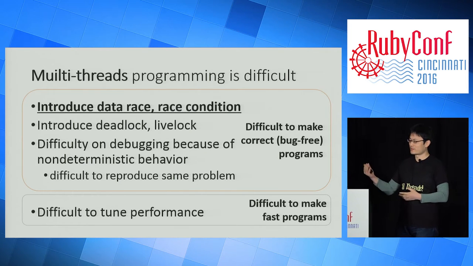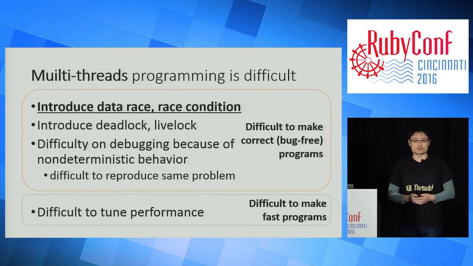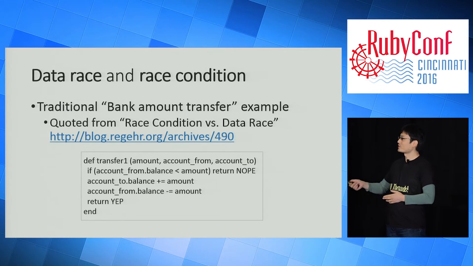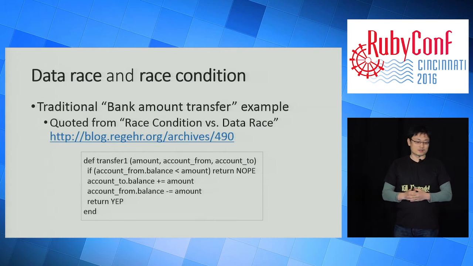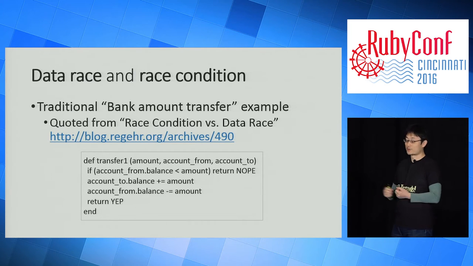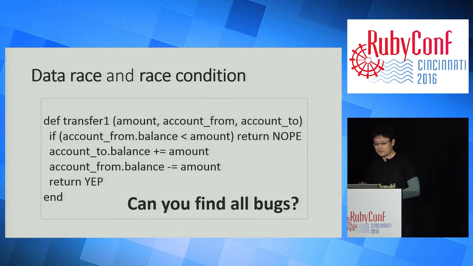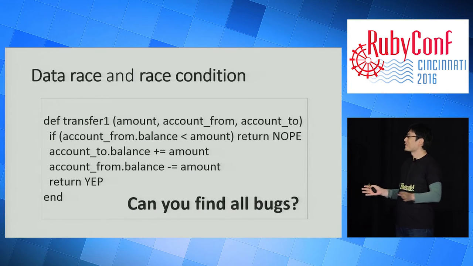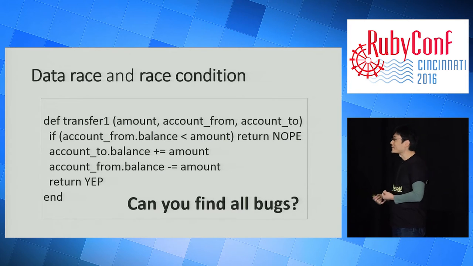Today, I want to focus on data races and race conditions. I quote this program from a great blog post, the race condition versus data race. This blog post explains what a data race is and what a race condition is. If you have any questions about that, please check this blog post. This program has several bugs with multi-threaded execution. There are no bugs in serial execution, without any threading. But this bank account transfer program has issues.